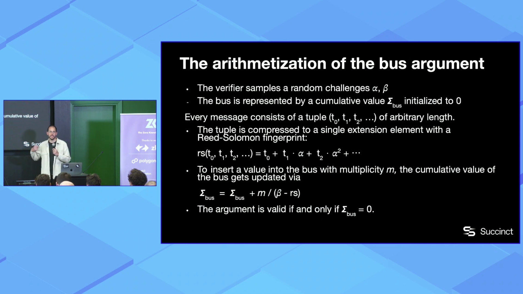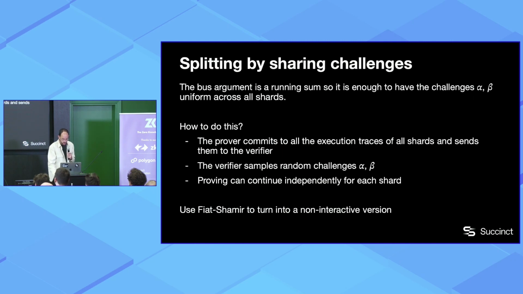If we want to split this between shards, what do we need? First, the basic issue is that we need them to share alpha and beta. But alpha and beta are derived from Fiat-Shamir, so we can't just take values derived in one shard and use them in another. We have to have everything inside the Fiat-Shamir. Of course, there was a talk about this earlier today: everything must go into the Fiat-Shamir. So how do we do this?